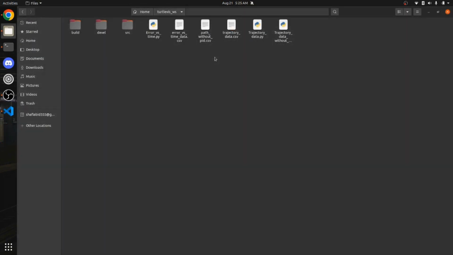Okay, so after running the TurtleBot, I have received these CSV files. So now I will compare the trajectory data, that is the path taken by the robot, with the PID controller and without the PID controller. So let's see the graphical representations.